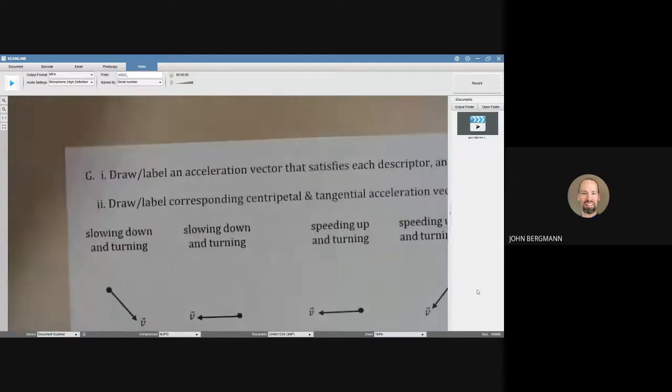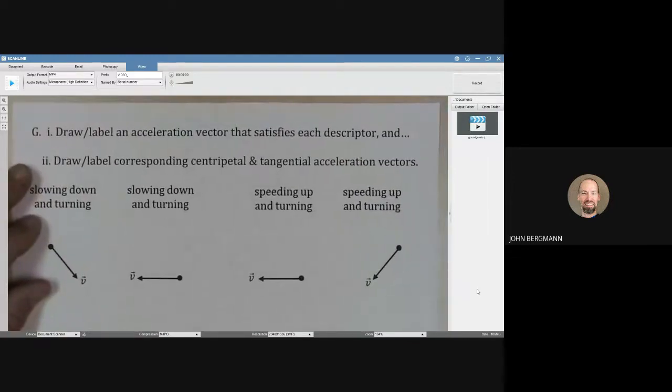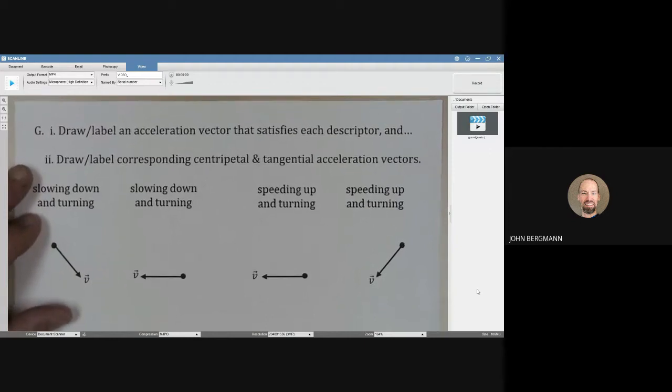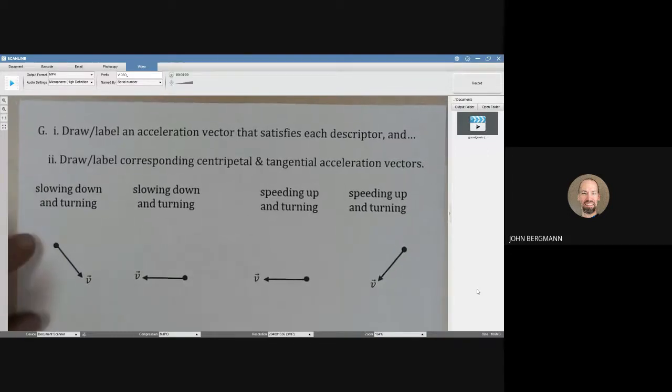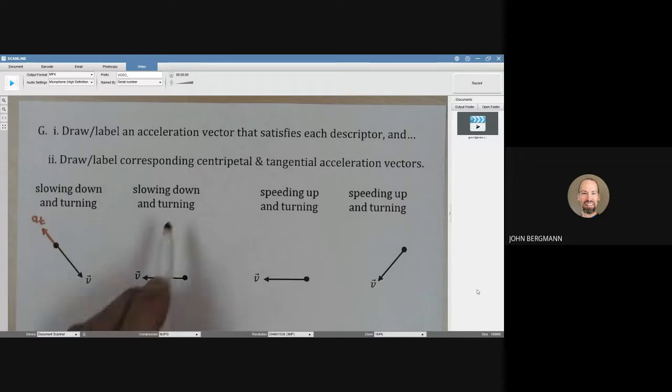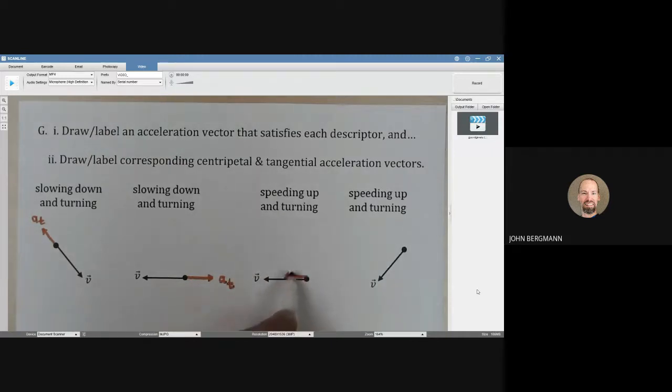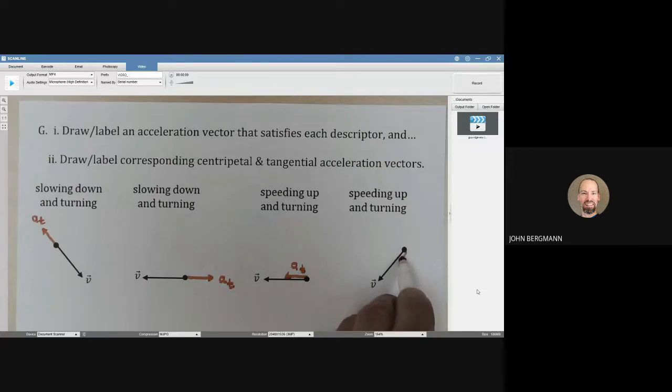Let's do something similar, but here we're going to draw and label a vector that satisfies each descriptor, and draw and label tangential and centripetal acceleration vectors. Let's start with the tangential. Slowing down. Okay, which way does my tangential vector have to point? That way. How about the next one? Slowing down. My tangential acceleration vector must point like that. What about here? Speeding up. Tangential acceleration must point in the same direction as my velocity. Speeding up. My tangential acceleration has to point in the same direction as my velocity.